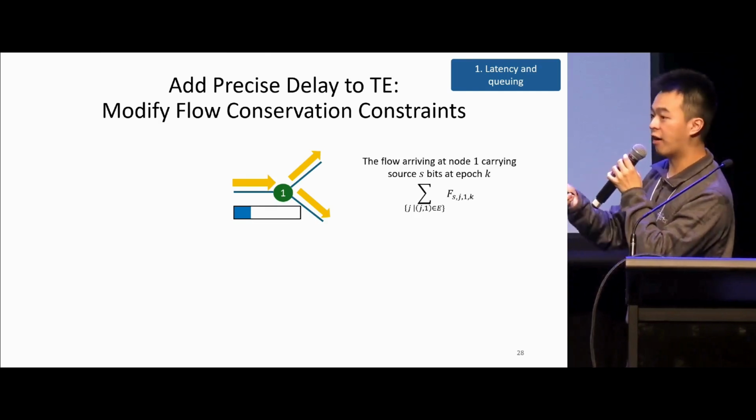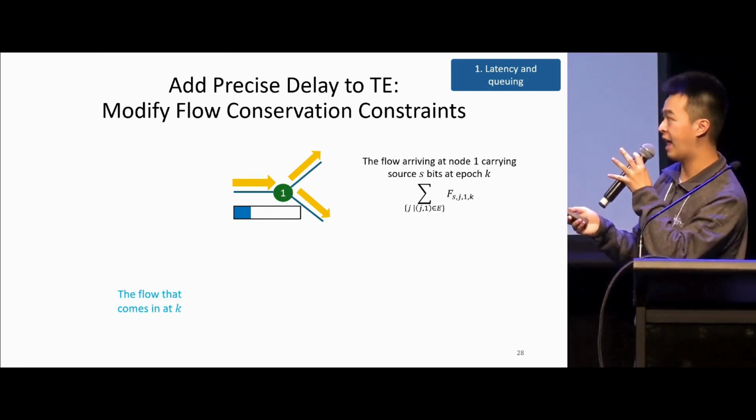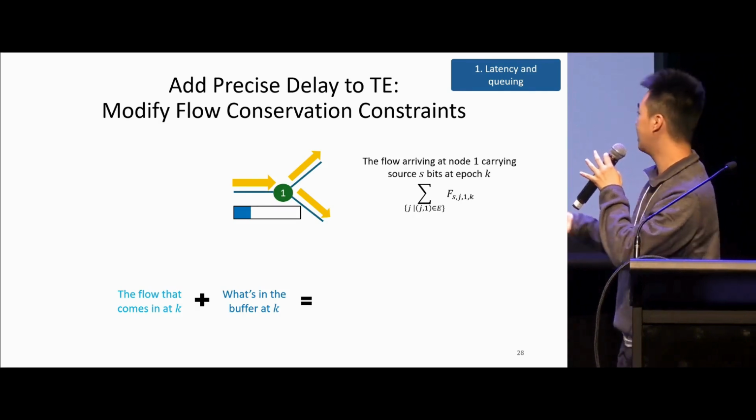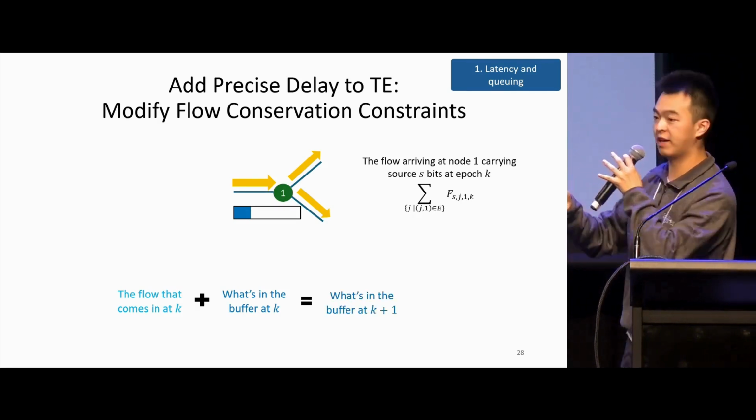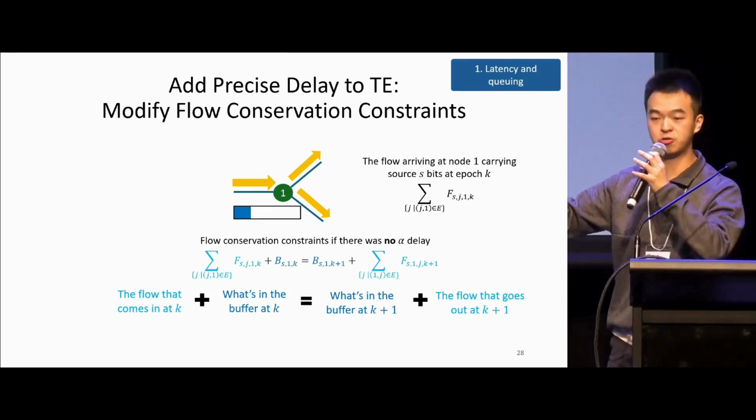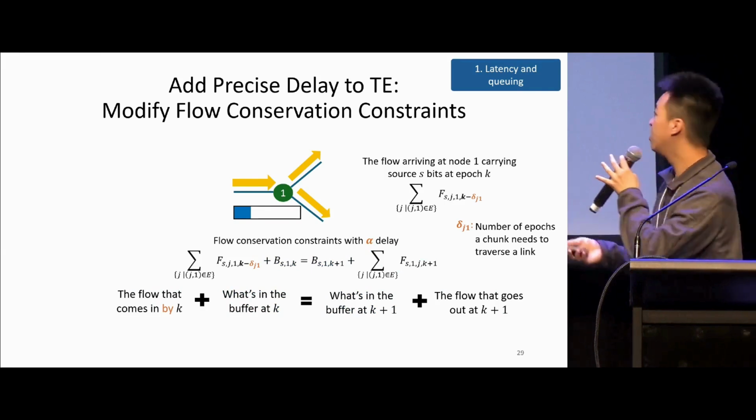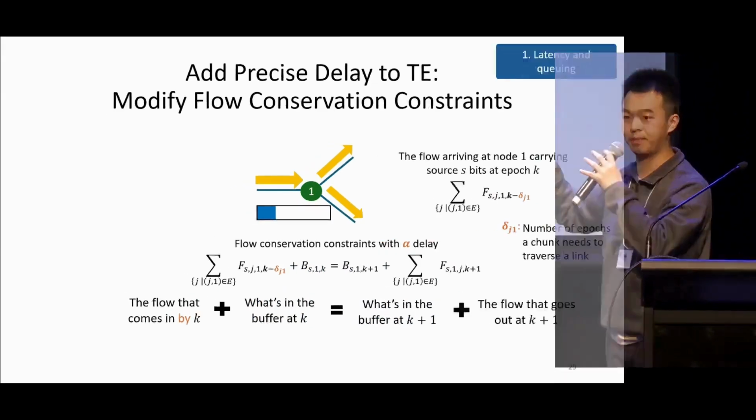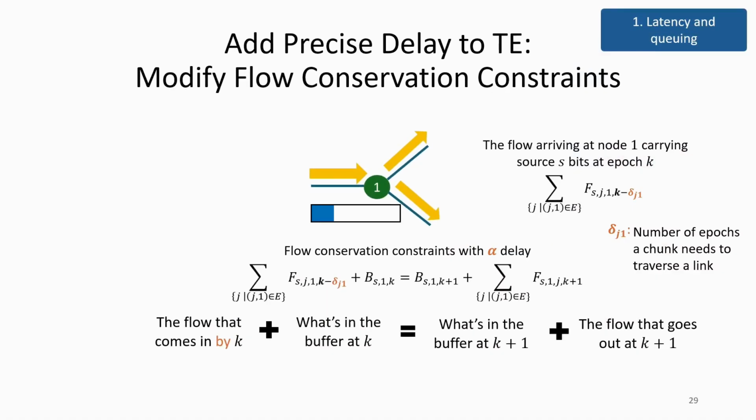For our original flow conservation constraints, on the left-hand side, we have the flow that comes in at time k, plus what's in the buffer at time k. That is equal to what's in the buffer at time k plus 1, plus the flow that goes out at k plus 1. That's our original formulation. In order to account for this alpha delay, we now calculate delta, which is the number of epochs a chunk needs to traverse a link, and that is dependent on alpha. So we account for this delta time to change our formulation to the flow that comes in by time k, and this gives us a better formulation of alpha.